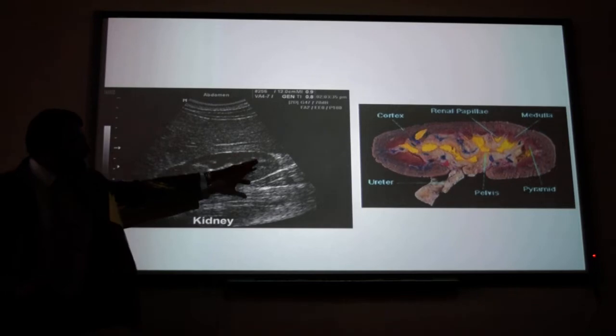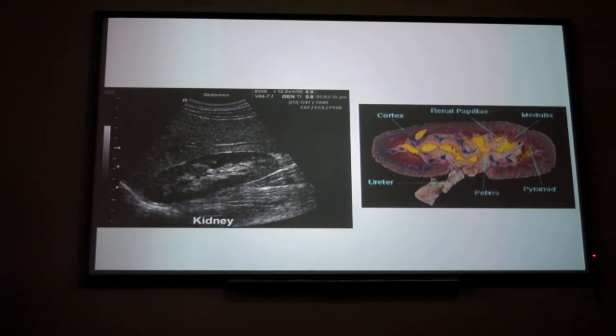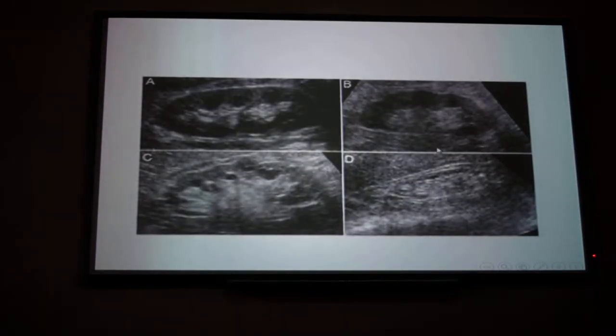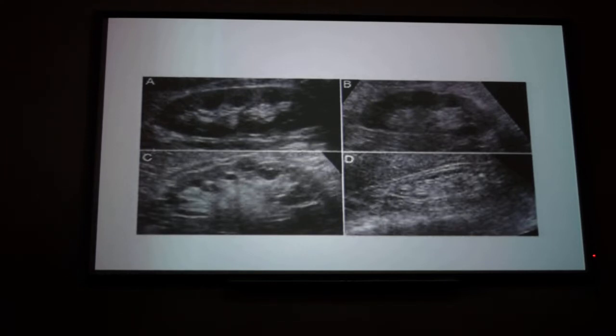This I have already shown you. This is how the ultrasound looks like. There, this is the specimen. Why it is white, I told you, there is fat there. Now, the ultrasound also helps you stage the kidney. Is it normal? Is it early disease? Is it mid disease? Or is it end stage?